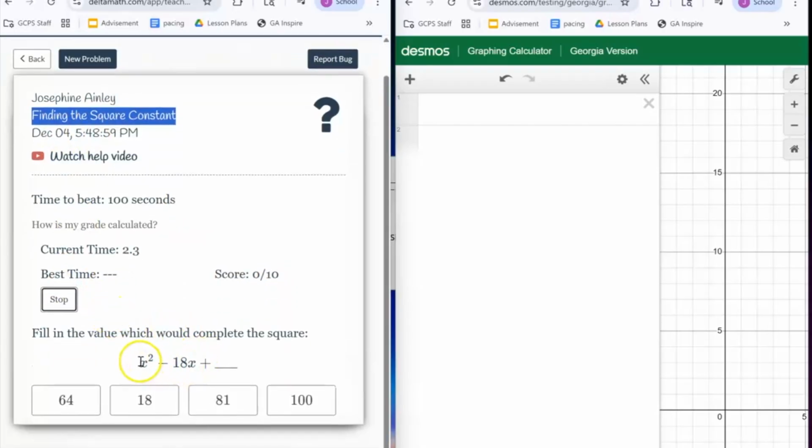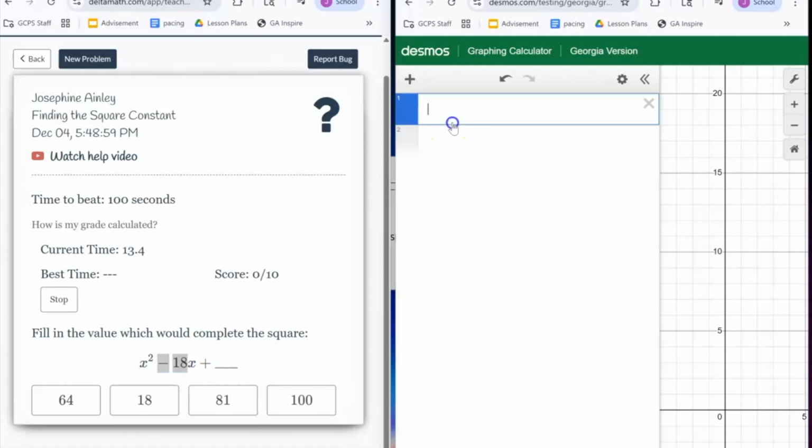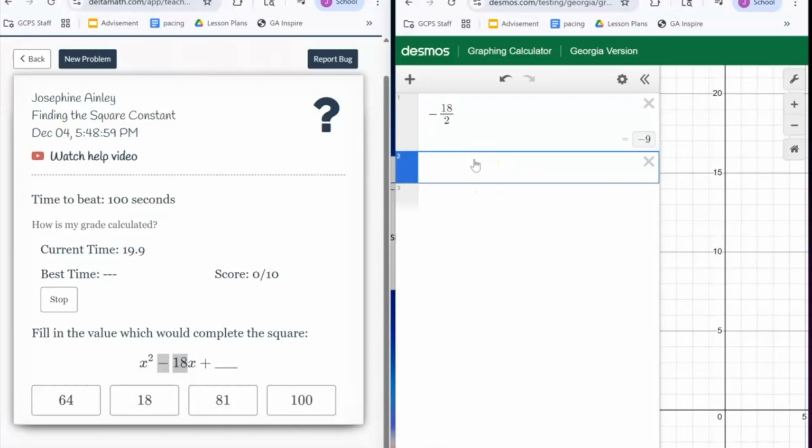So the first step in completing the square when you have a quadratic function is you're taking the middle, the one with the x, you're going to divide it by 2, so negative 18 divided by 2, which gives me negative 9. And then whatever it gives you, you're going to square it. And notice I'm putting this in parentheses because if you don't, the calculator is going to do order of operations and not square the whole thing, but only square the 9. So this is 81.